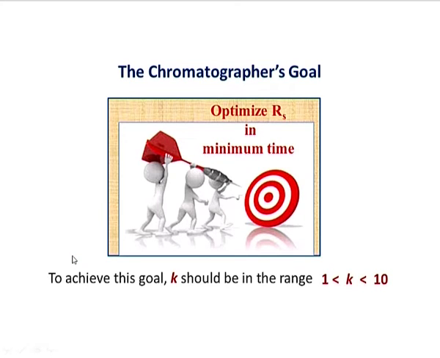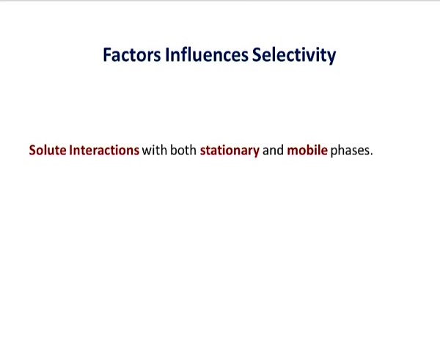So, as a chromatographer, you can always try to fix this value of k between 1 to 10. Now, the next point is, how would you do that? How would one fix a value of k between 1 and 10? And that is the point we need to understand, and we can understand if we know solute interactions with the stationary phase and also with the mobile phase, right.